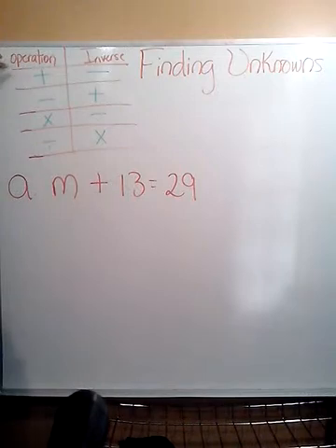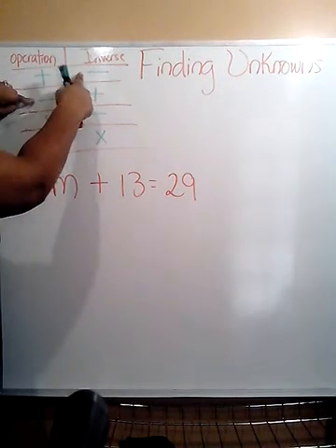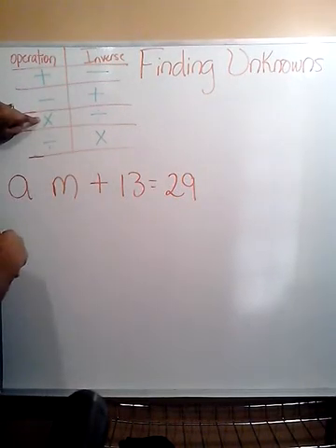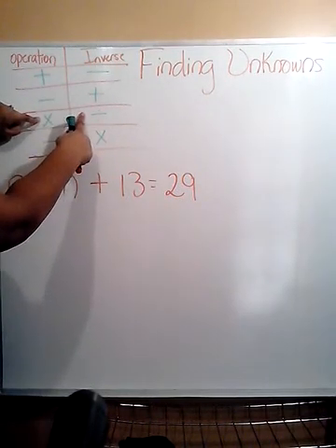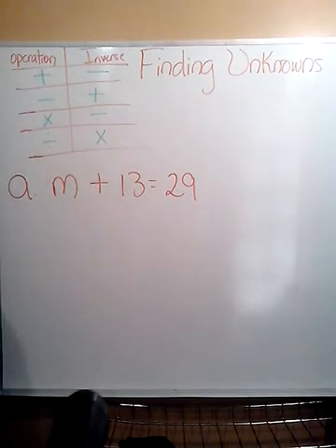So we know that if our operation is addition, the inverse is subtraction. Operation is subtraction, the inverse is addition. The operation is multiplication, the inverse is division. The operation is division, the inverse is multiplication.